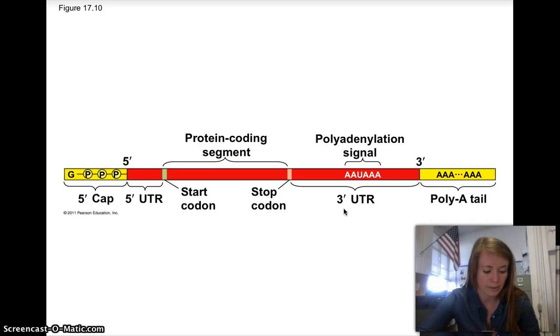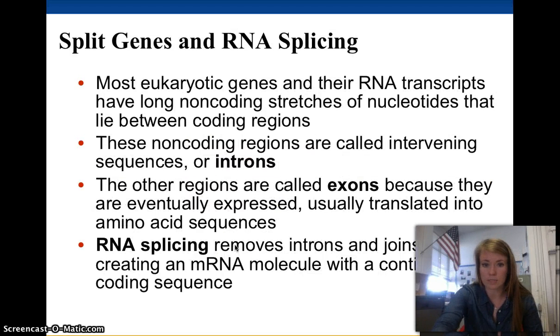They're important for helping translation happen, but they don't actually go into the protein. Only this part right here, the protein coding segment, does go.